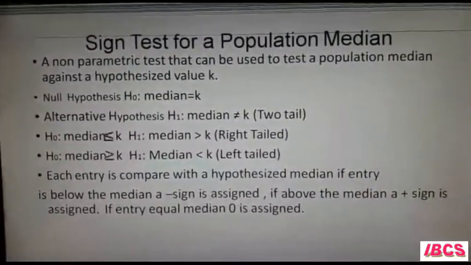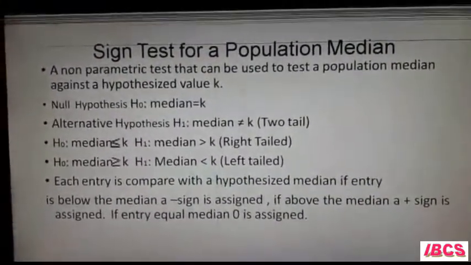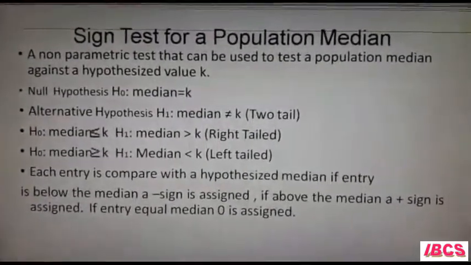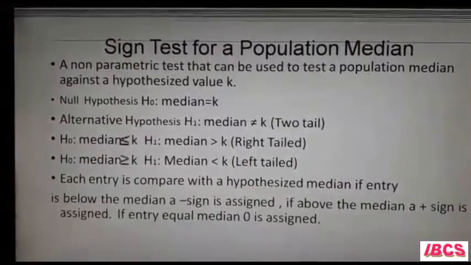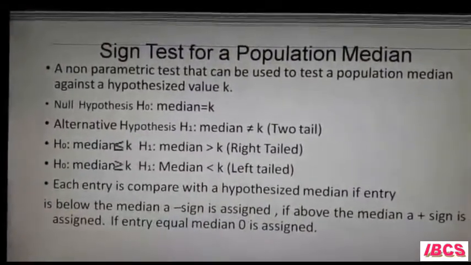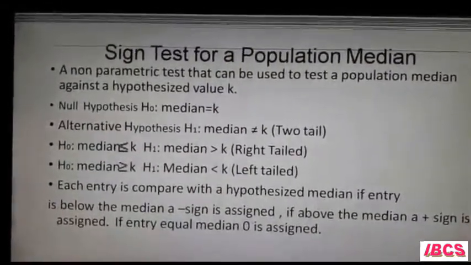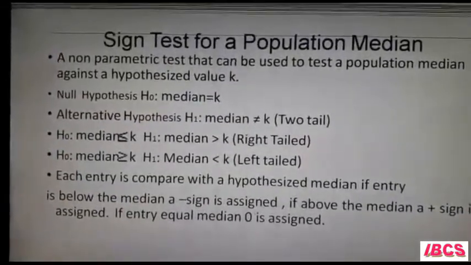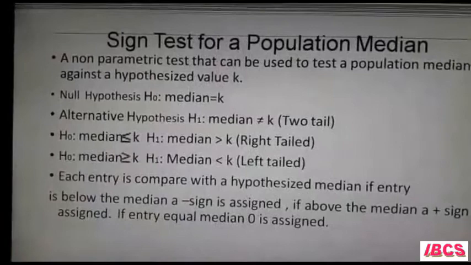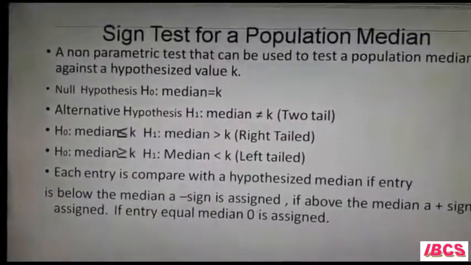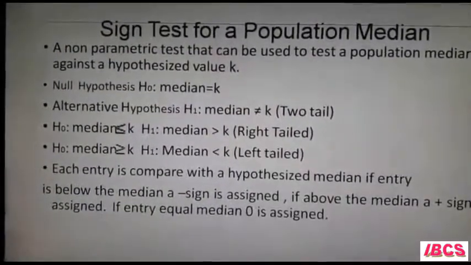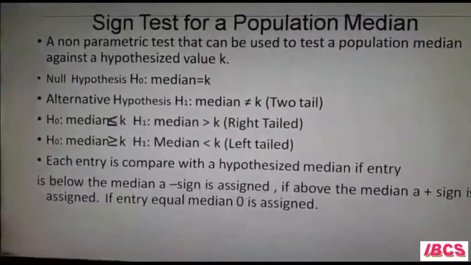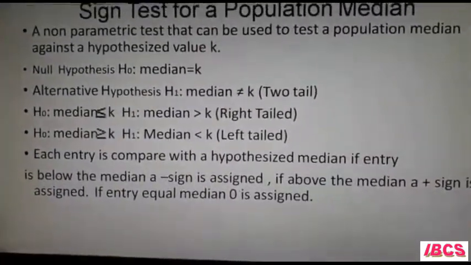Sign test for a population median is a non-parametric test that can be used to test a population median against a hypothesized value k, where we take the null hypothesis, median is equal to k, and the alternative hypothesis, median not equal to k, which is a case of two-tail. Null hypothesis median less than or equal to k, with alternative hypothesis median greater than k, can be a case of right tail. Similarly, we can go for left tail.